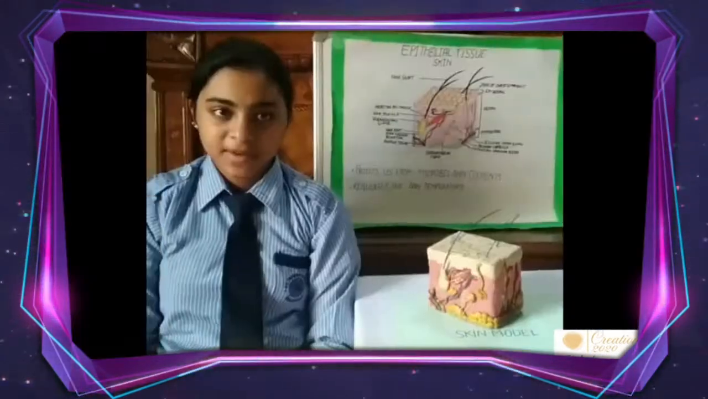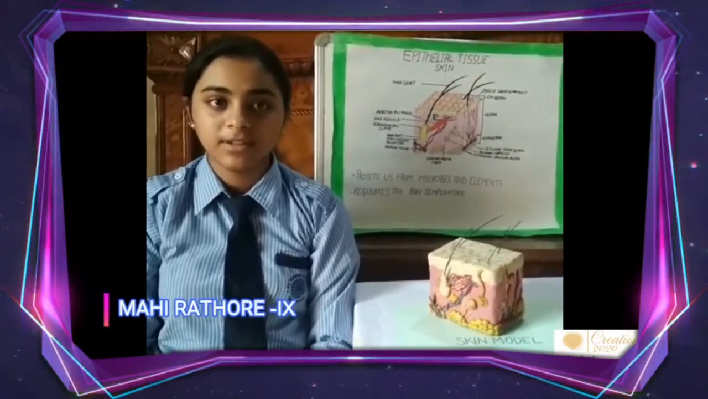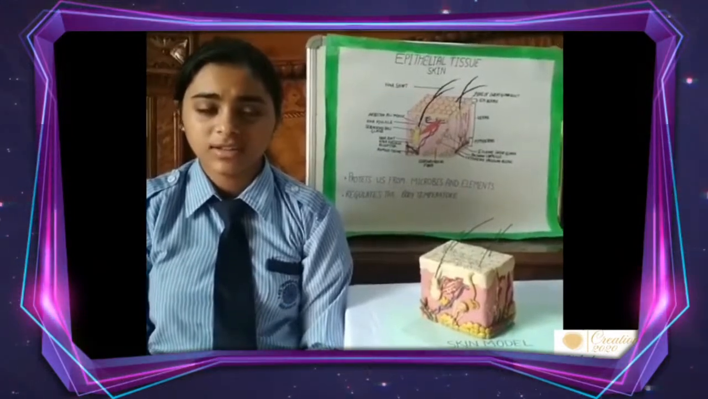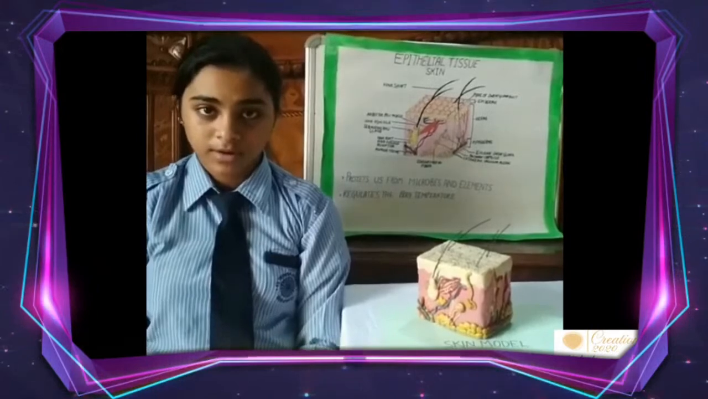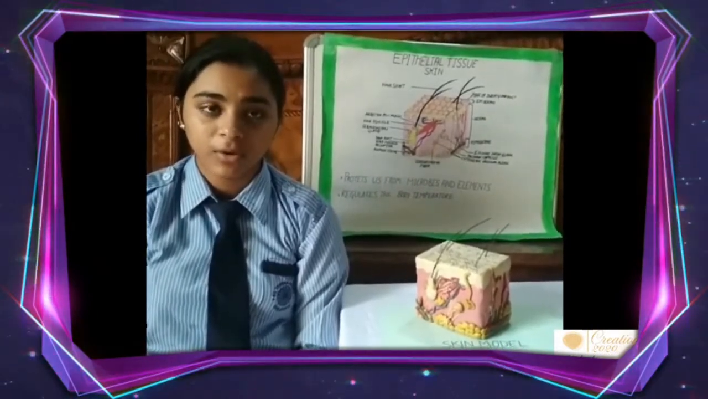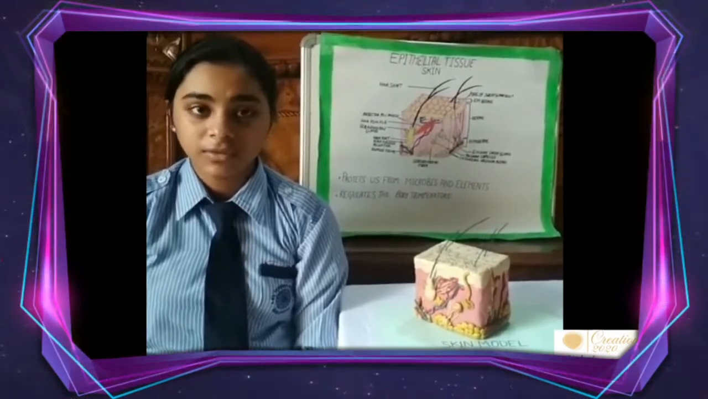Thank you. My name is Mahi Raju from class 9P1 and today I am going to explain about epithelial tissue or skin. We know that the skin is the largest organ of our body with a total area of about 20 square feet. The skin also protects us from microbes and elements, and regulates body temperature and the sensation of touch, heat and cold.